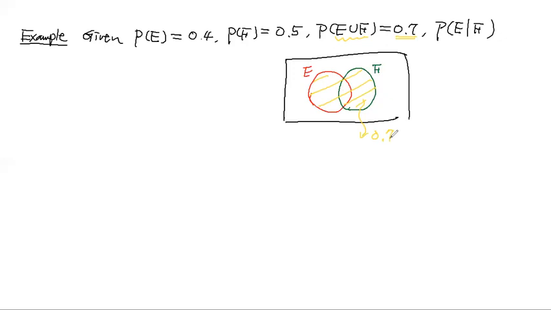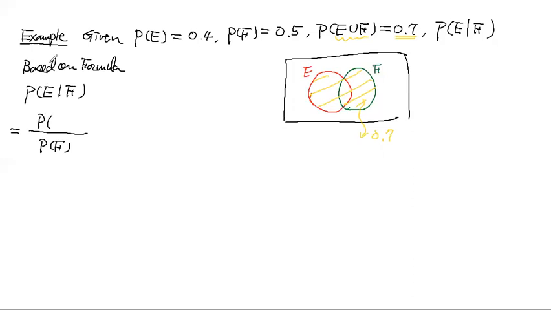And now we need to use the formulas from the previous page. Based on the formula, the probability of E given F, which we just wrote on the previous page, is the probability of E intersection F over PF. So we have PF, and the problem gives PF as 0.5.